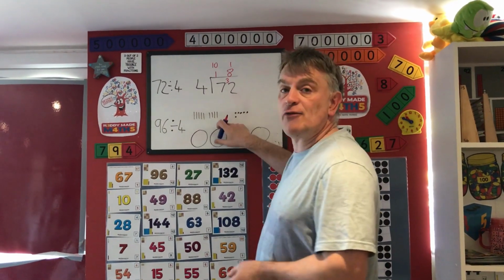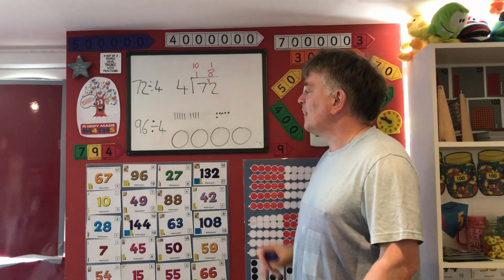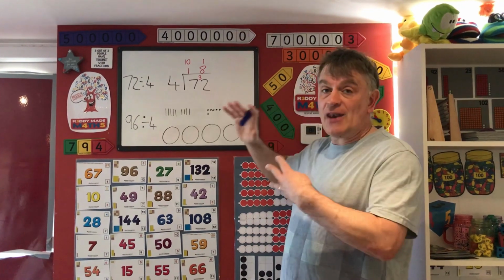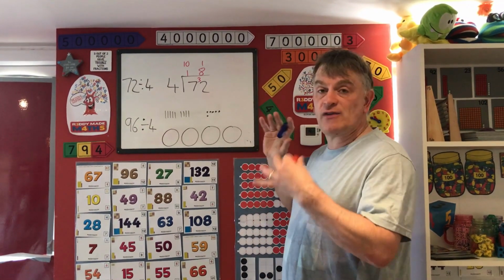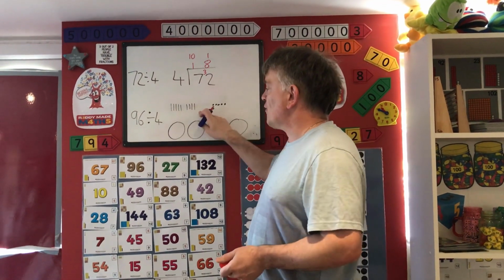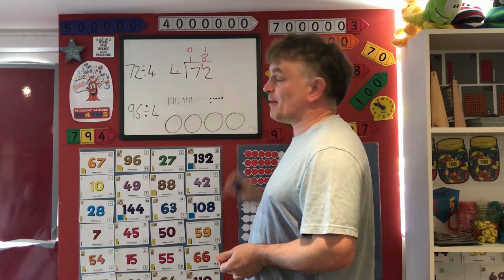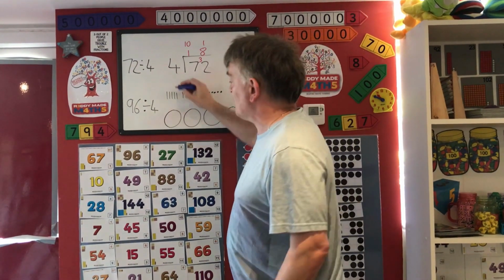We've got 9 10s that I've drawn out here and 6 1s. I need to share them between 4. So again, unlike all the other operations with division, we start with the most significant digit. We've got 9 10s, we need to share those between 4 people. And again, we can cross them out as we go if we want.